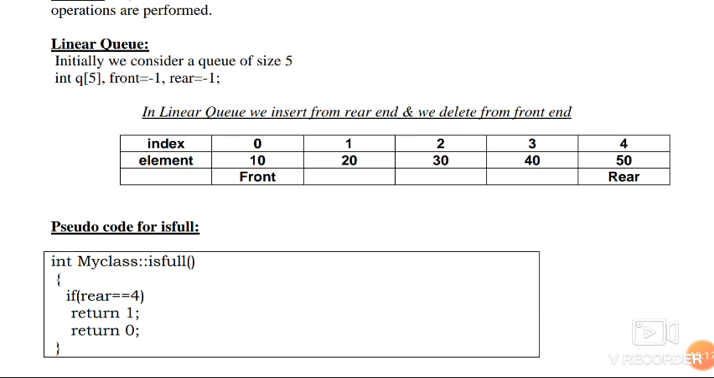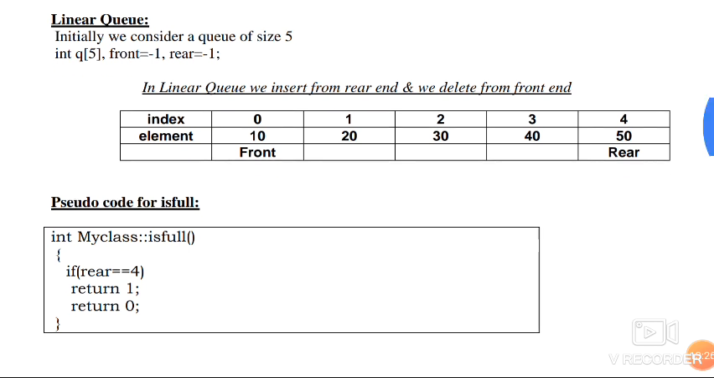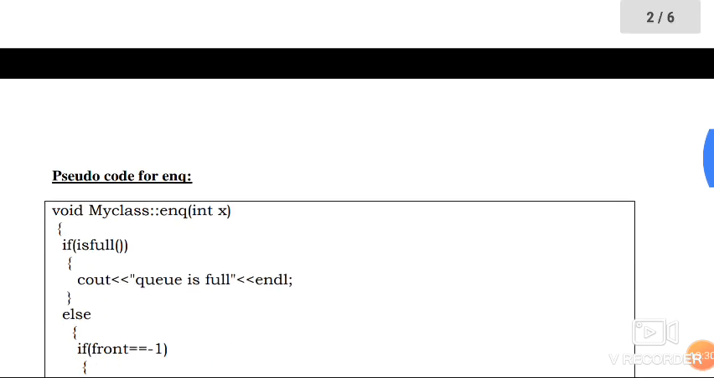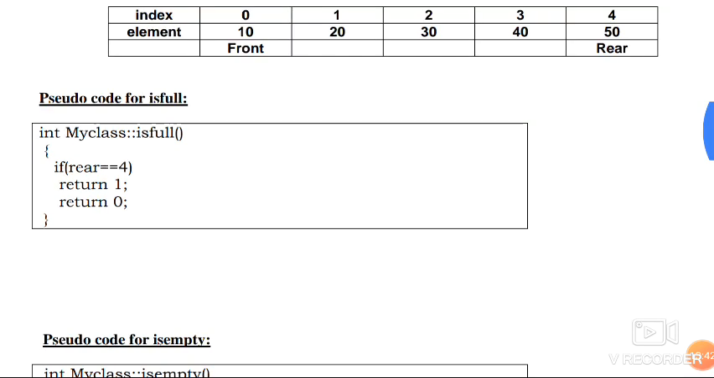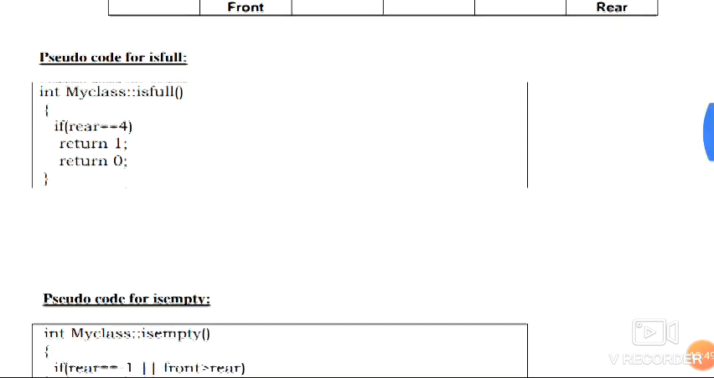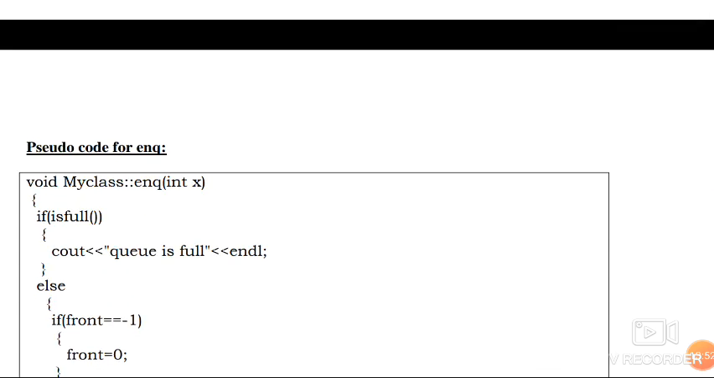Right now as we can see rear is pointing to 4th index, and if we try to insert one more element, let us see what happens. Suppose I would like to insert the 6th element, 60. X becomes 60, and the is-full call is given. If rear equal to 4, yes, rear is pointing at 4th index, it will return 1. That is, we now get a message queue is full. So this is how NQ operation is performed.